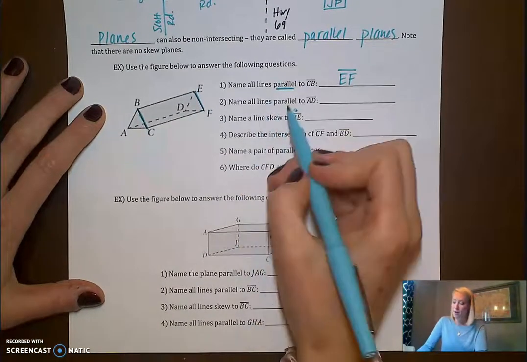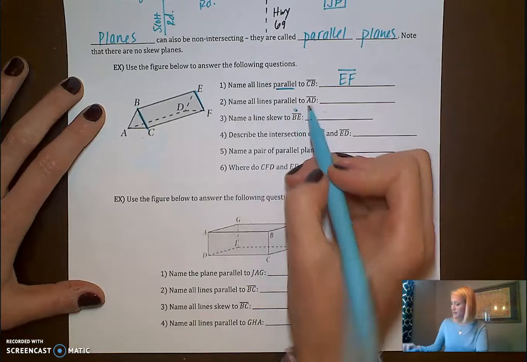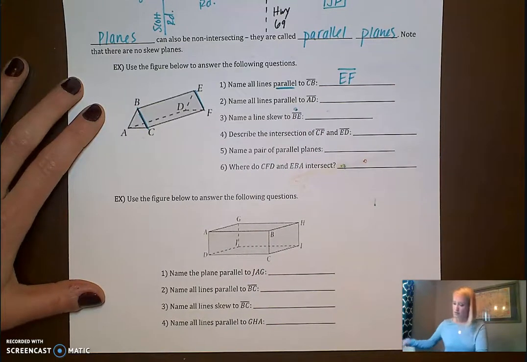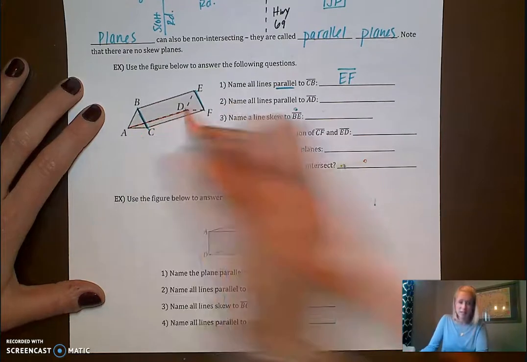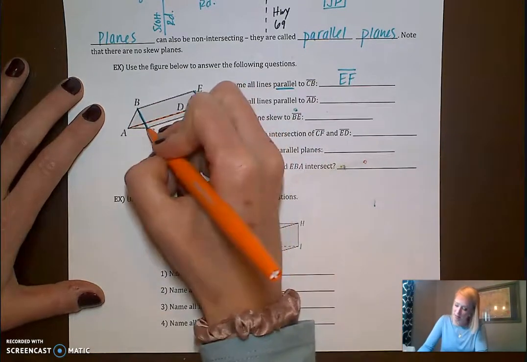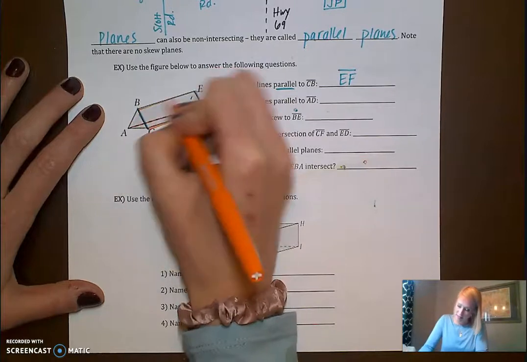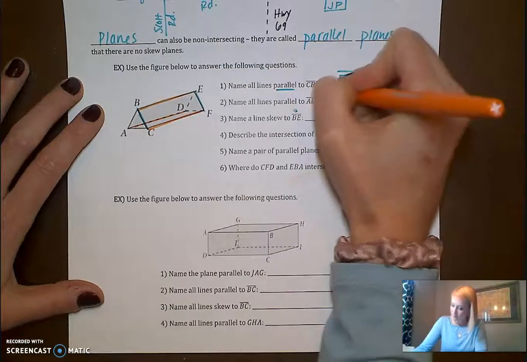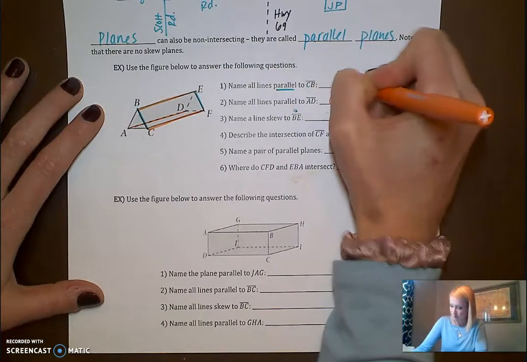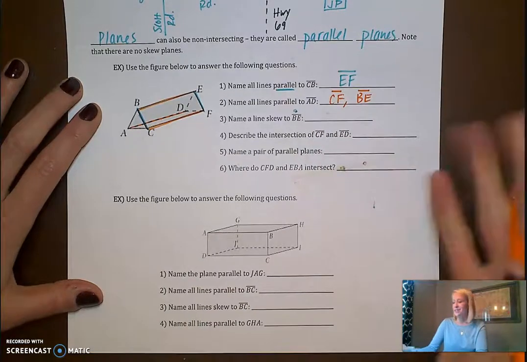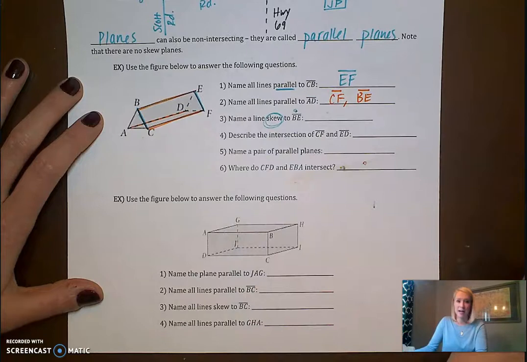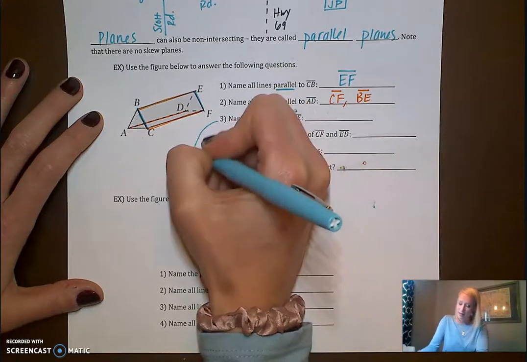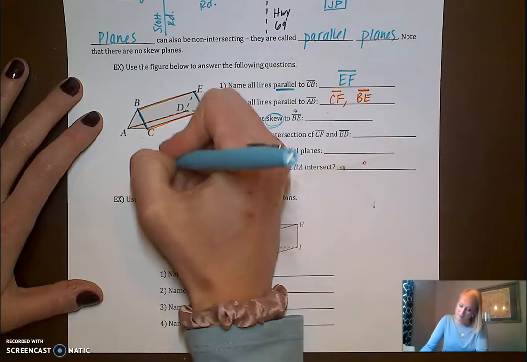Number 2, name all the lines parallel to AD. Oh, these are different colors. So here's AD. Again, just think of the pieces going in the same direction. So CF and BE. Parallel hopefully is not too bad for you. Skew is where we're going to have to kind of think a little bit. Okay, here's what I think.